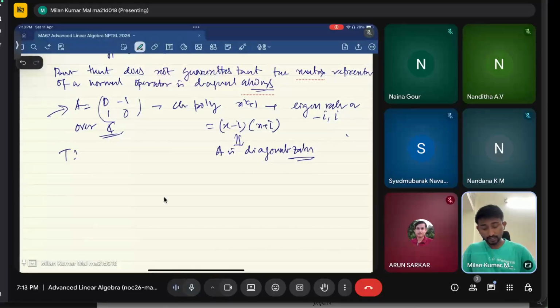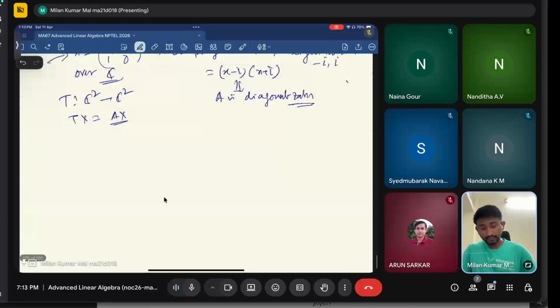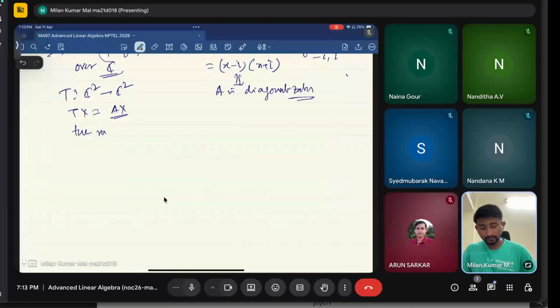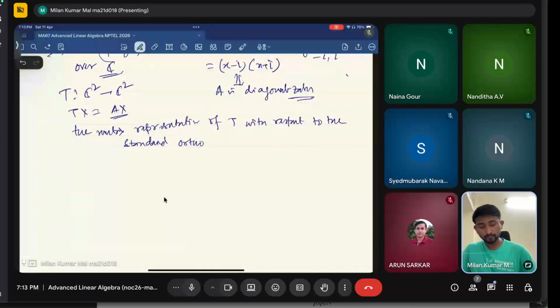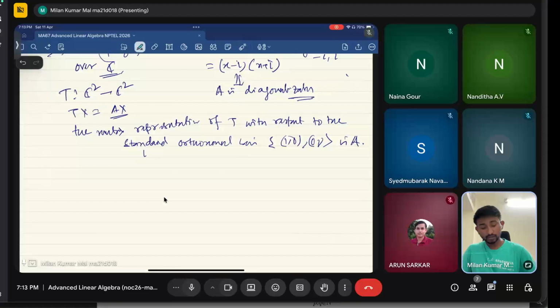Now if I consider T from C2 to C2 given by T of X equals AX, considering X as the column vector in C2, then the matrix representation of T with respect to the standard orthonormal basis, that is nothing but 1 0 0 1, is actually the matrix A, but A is not diagonal.